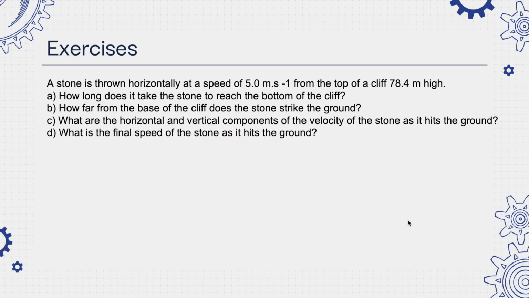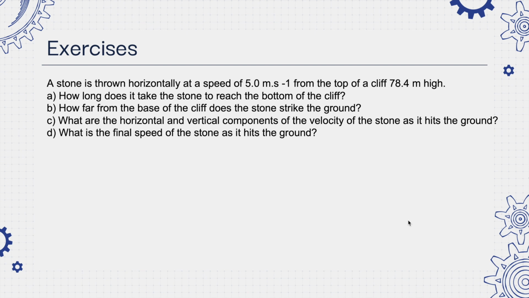A stone is thrown horizontally at a speed of 5.0 meters per second from the top of a cliff 78.4 meters high. How long does it take the stone to reach the bottom of the cliff? How far from the base of the cliff does the stone strike the ground? What are the horizontal and vertical components of the velocity of the stone as it hits the ground? What is the final speed of the stone as it hits the ground?